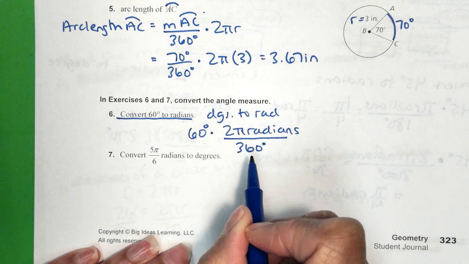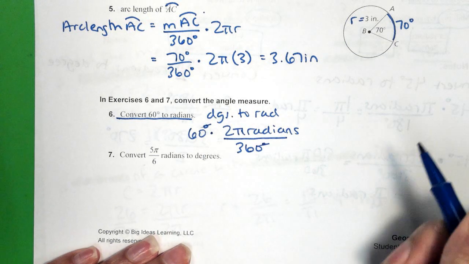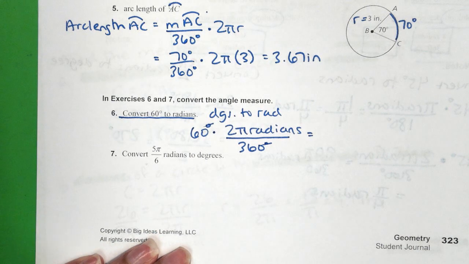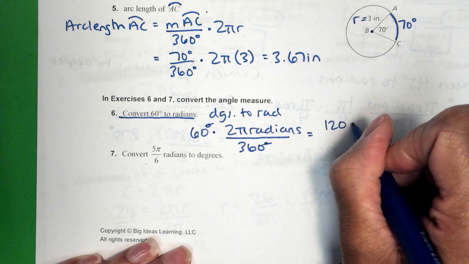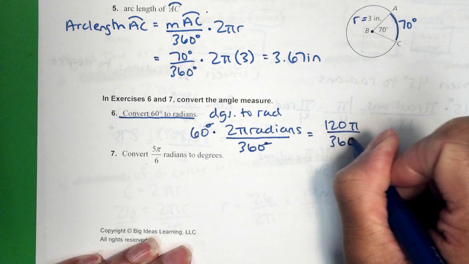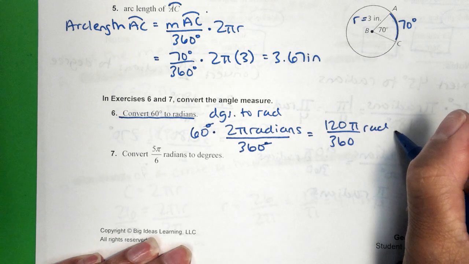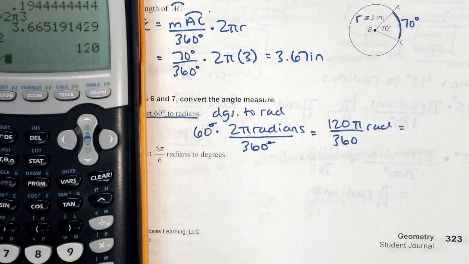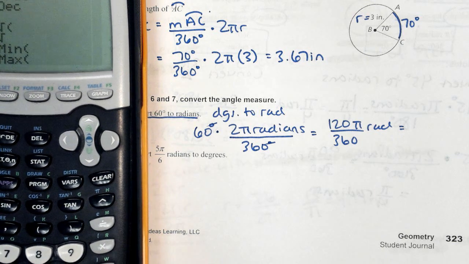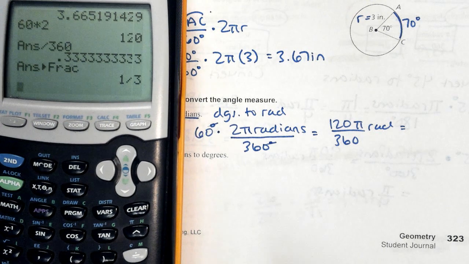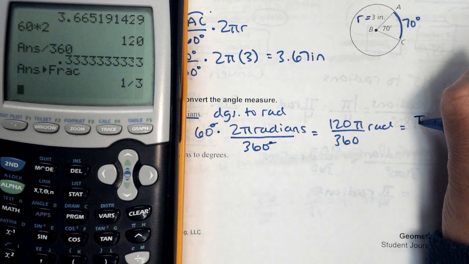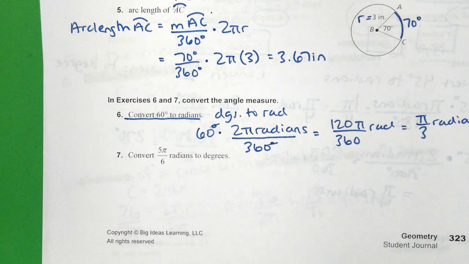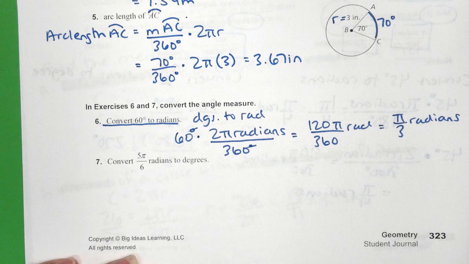That's why it kind of helps using conversion factors. So the degrees are going to cancel out. We don't need them anymore. And on top, we are left with 60 times 2, which gives me 120 pi all over 360 radians, or you can say rad for short. And then I am left with 120 divided by 360. And I can put this as a fraction by using math. And it's 1/3, and so there's an imaginary 1 there, so it would be pi over 3 radians. Okay, so that is converting degrees to radians.